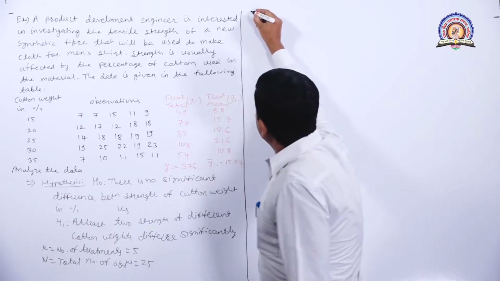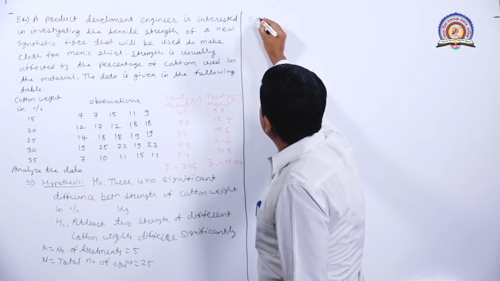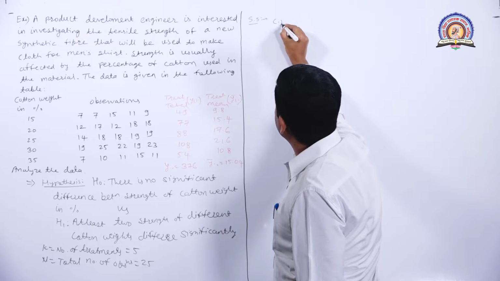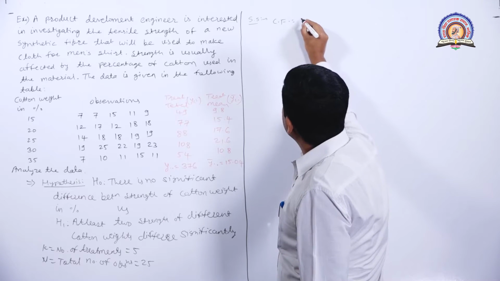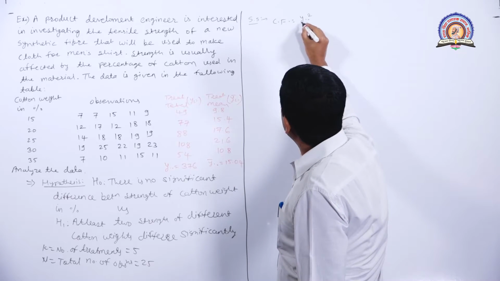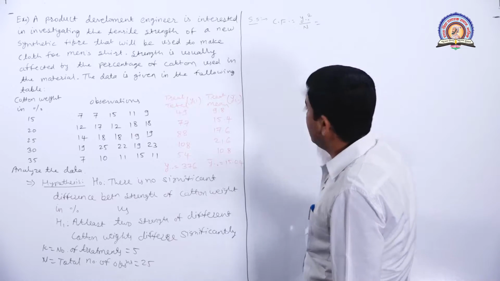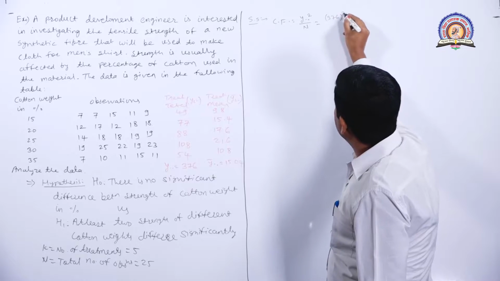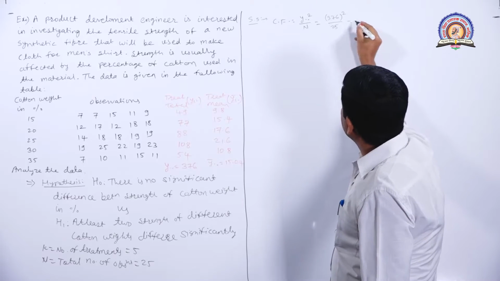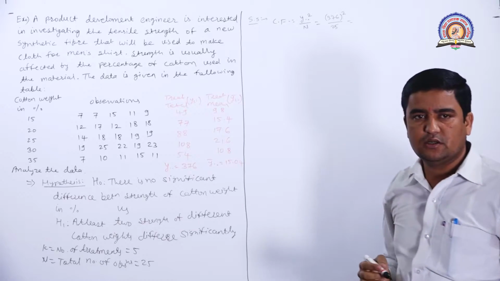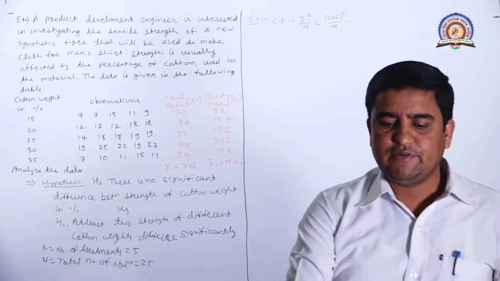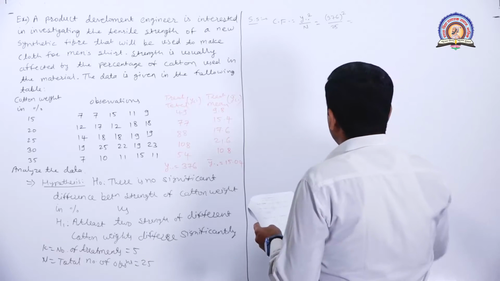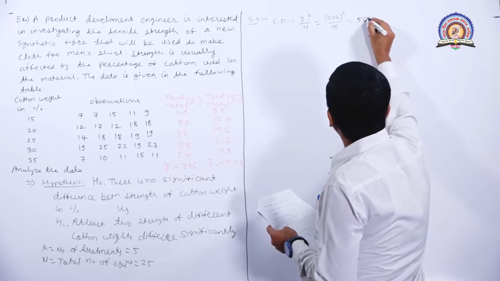To find sum of squares, first find the correction factor. How to find the correction factor? The correction factor is obtained by y dot dot square divided by capital N. y dot dot is 376, so 376 square divided by capital N, which is 25. After doing this calculation using a calculator, you will get the value of the correction factor as 5655.04.